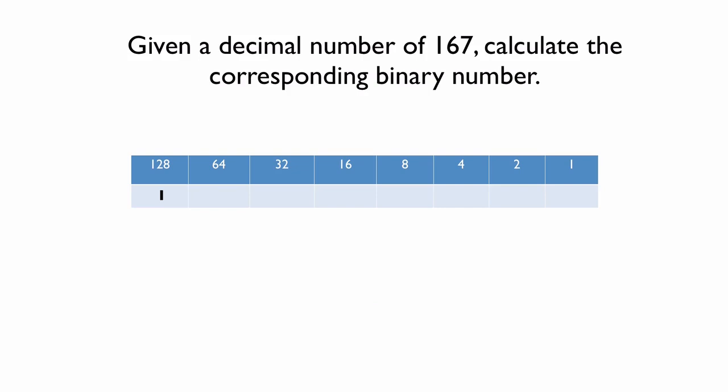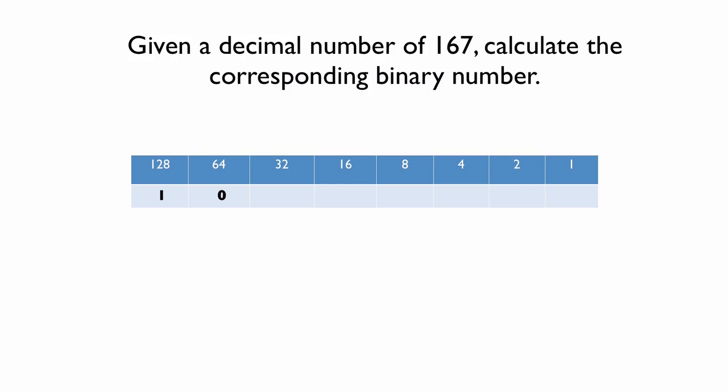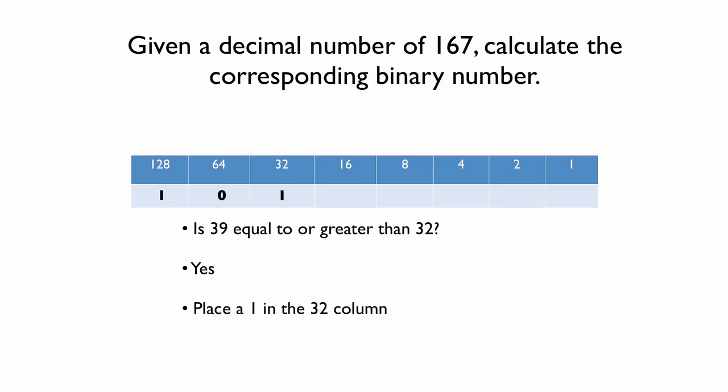Then we move over to the next column and go through the same set of questions. We ask, is 39 equal to or greater than 64? No, it's not. In this case, because it's not greater than or equal to 64, we put a 0 in the 64 column. We're still working with the number 39, and we move over to the 32 column and we ask, is 39 equal to or greater than 32? Yes, it is, so we're going to put a 1 in the 32 column, and we find the difference. We subtract 32 from 39, that's a 7.